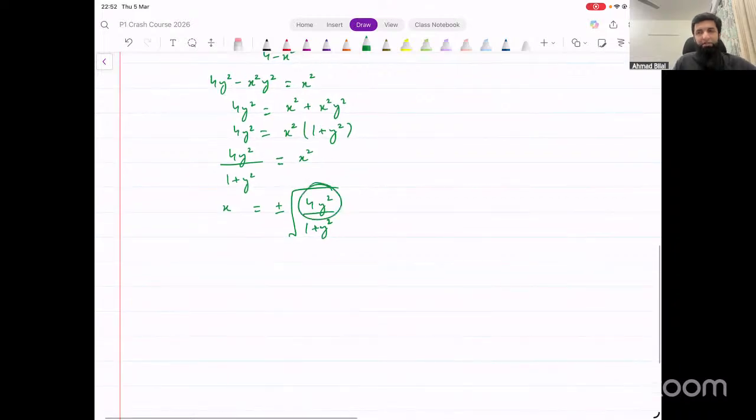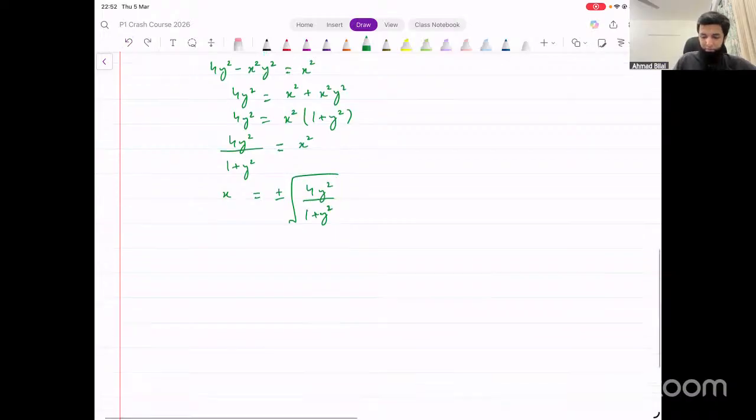This is 4y squared, right? Square root of 4, what's that? Square root of 4 is 2. We can write that outside. Square root of y squared, that is y. So we can write this as plus minus 2y divided by 1 plus y squared. This is what x turns out to be.